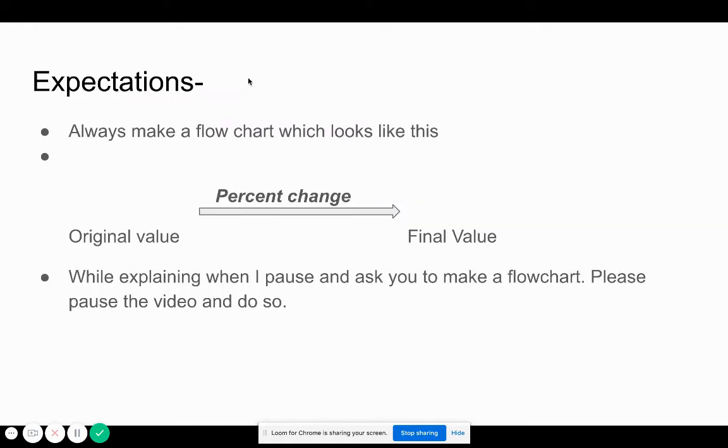Now, expectations in this module. You're going to always make a flow chart which looks like this. Never forget to make a flow chart when you're solving a problem. Flowcharts help you understand the problem with great ease and let you know what you have to find and what values are actually given. While explaining, when I pause and ask you to make a flow chart, please pause the video and do so.